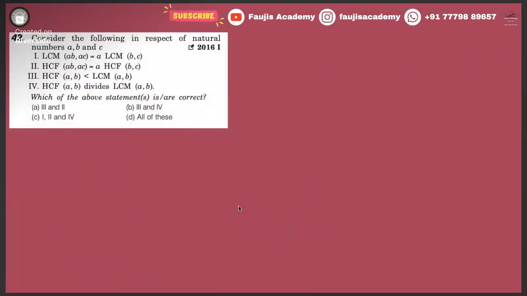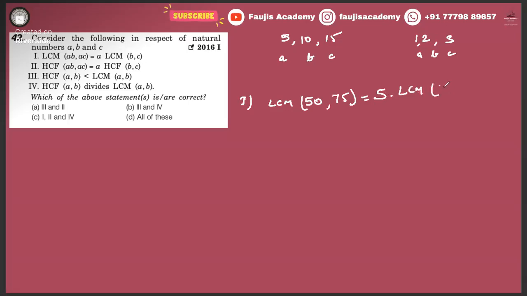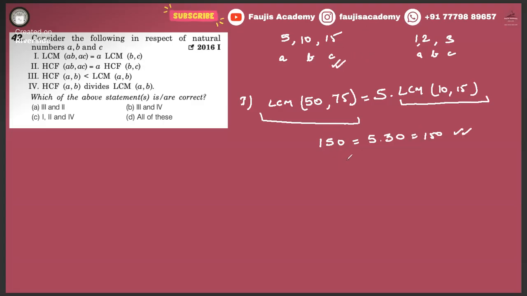Suppose this gets started with the chapter. Natural numbers A, B, C. Tell me a few natural numbers here. 5, 10, 15. Fine. First one says LCM of AB and AC is equal to A into LCM of B and C. So LCM of 75 and 50 is how much? Is it 150? 5 into LCM of 10 and 15 is how much? 30. That means it is true.